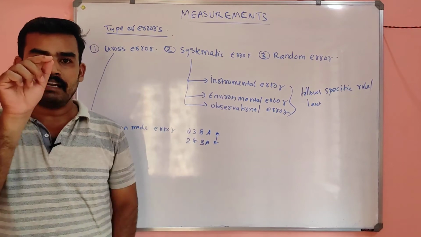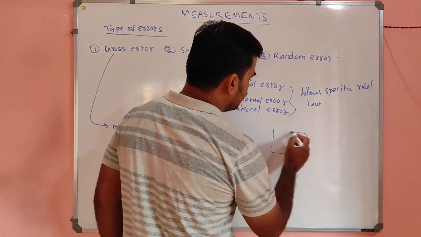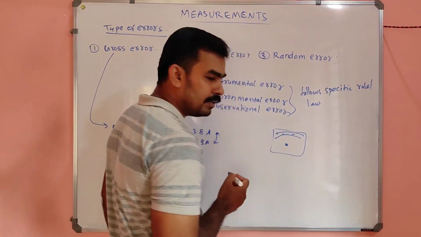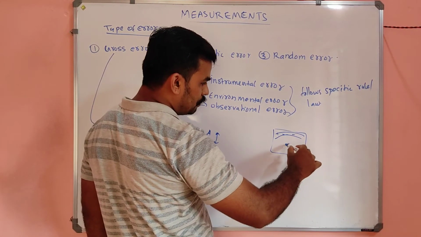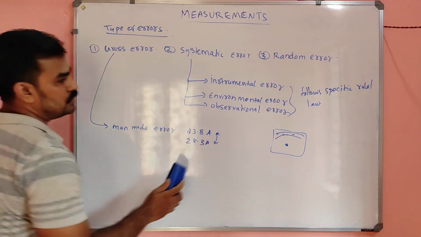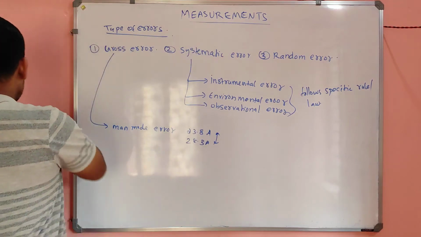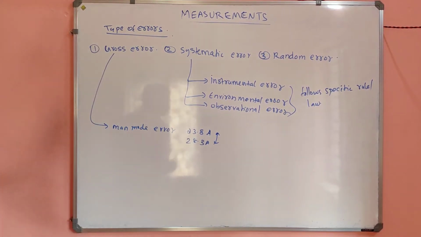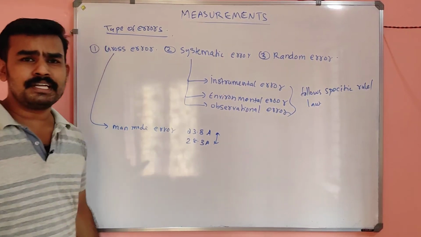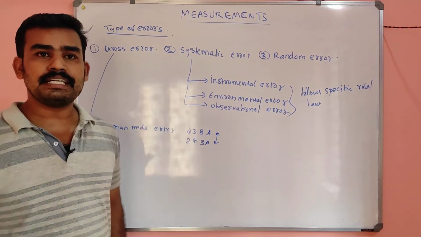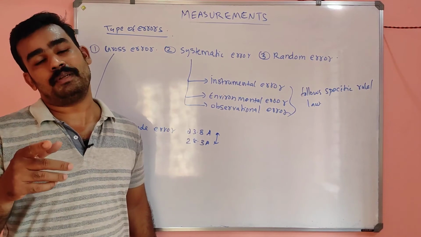For that, there will be a screw. So this is our meter, and there will be a screw here. Using a screwdriver, we adjust the needle so that it comes to zero initially. So instrumental error means the error associated with the instrument or measuring device. We can't avoid that, we can only reduce the error by calibrating the instrument.